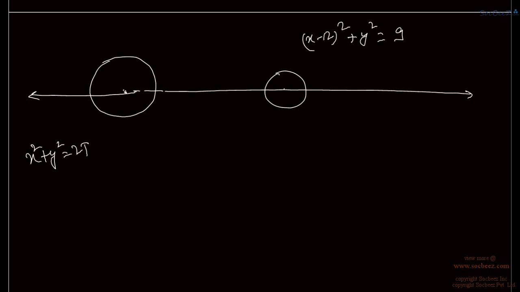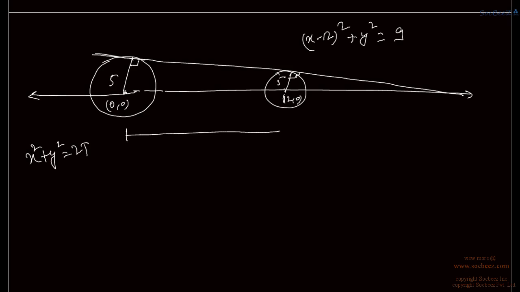And this is our x-axis, because this point is (0, 0) and this point is (12, 0). So let us first find this tangent. We know the radius of the circle, and also we know that this radius is perpendicular to the tangent. Both radii are perpendicular to this tangent. Its radius is 5 and its radius is 3. And this distance we know is 12.